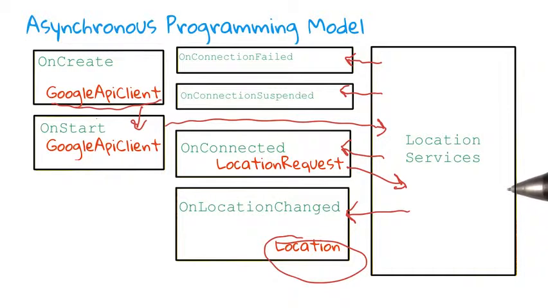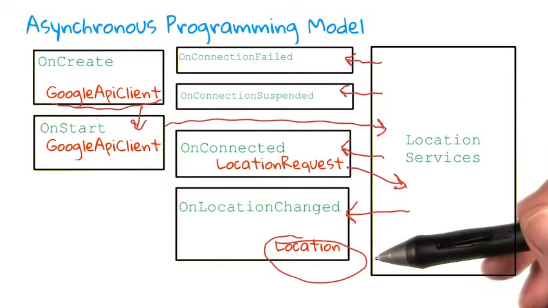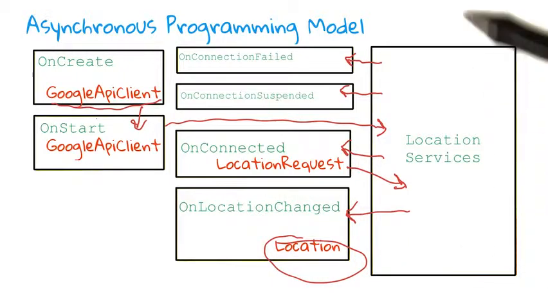So in the application that we just saw, that location object included a latitude, and I was able to update my screen and write the latitude to it. Now, this programming model isn't just limited to location services.